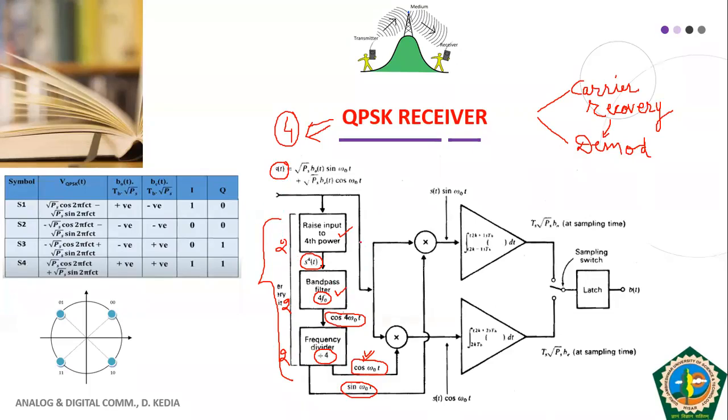Once we have recovered the carrier in this branch of the receiver, we will use these recovered carriers to demodulate our signal. So our original received signal will now be split into 2 branches. One is your in phase branch and another is your quadrature branch. Your in phase branch will multiply your incoming signal with sine omega naught t, and your quadrature branch will multiply with cos omega naught t.